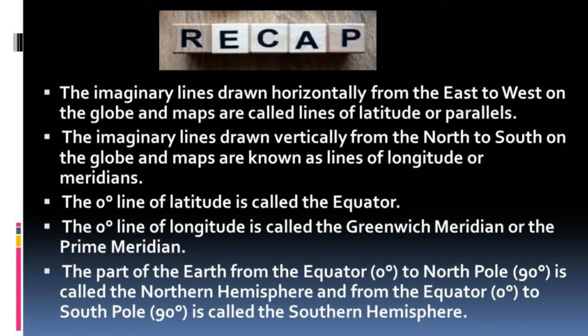The imaginary lines drawn horizontally from the east to west on the globe and maps are called lines of latitude or parallels. The imaginary lines drawn vertically from the north to south on the globe and maps are known as lines of longitude or meridians. The 0 degree line of latitude is called the equator. The 0 degree line of longitude is called the Greenwich meridian or the prime meridian. The part of the earth from the equator, that is 0 degree, to the north pole 90 degree, is called the northern hemisphere, and from the equator 0 degree to the south pole 90 degree is called the southern hemisphere.